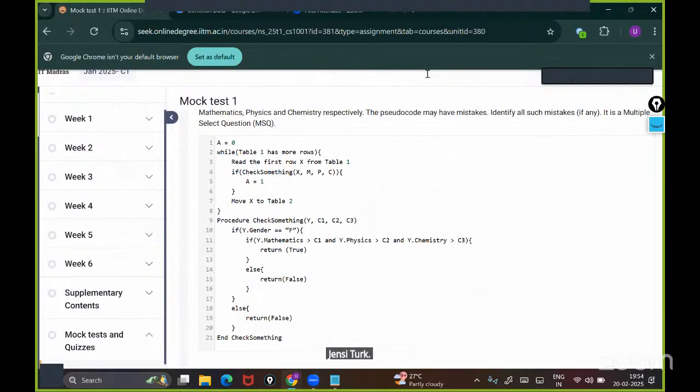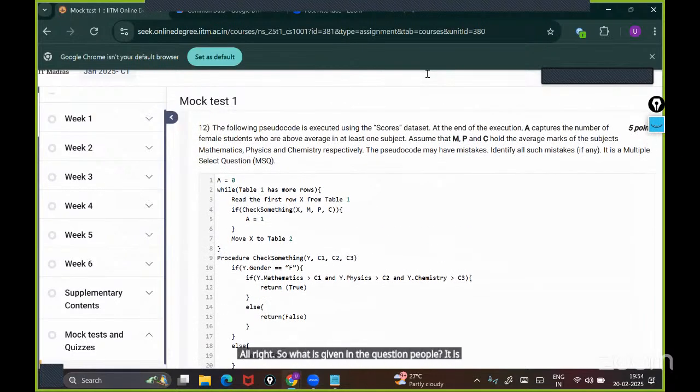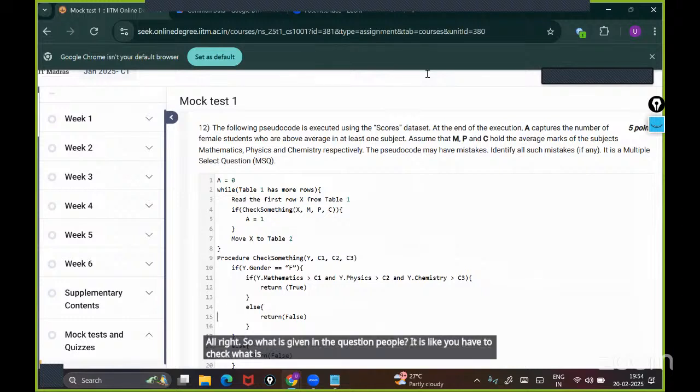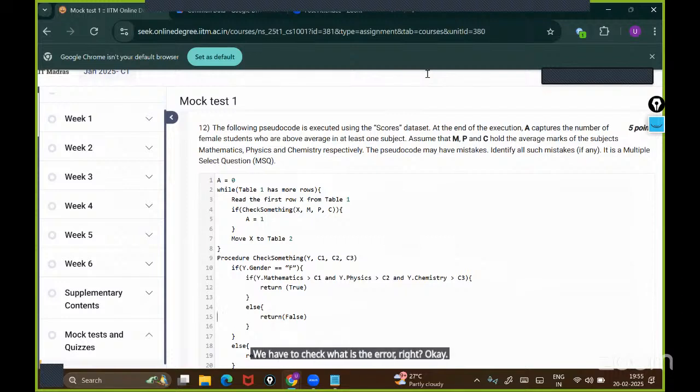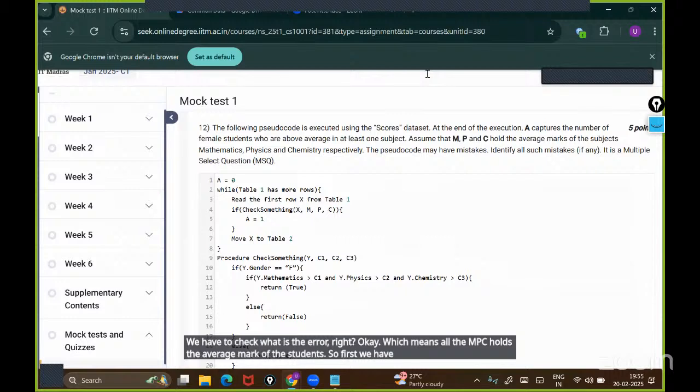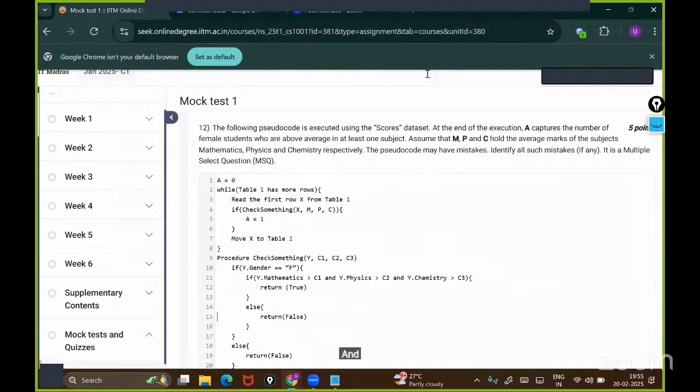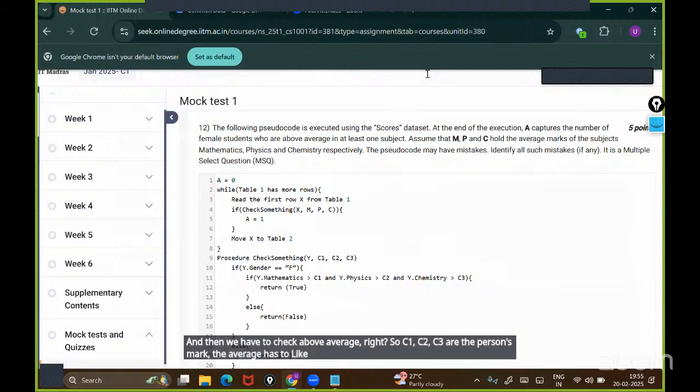All right. So what is given in the question, people? You have to check what is wrong. At the end of the execution, A has to capture the number of female students who are above average in at least one subject, and we have to check what is the error. MPC holds the average mark of the student. So first we have to check whether that person is a female, for which we check the gender, and then we check above average, right? C1, C2, C3 are the person's marks, and they have to score above average.